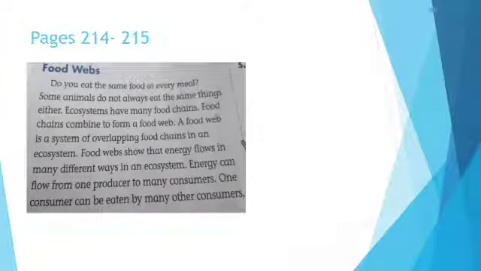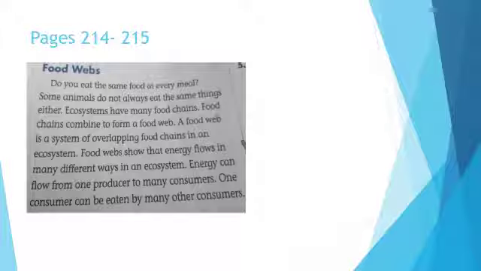Open your books at pages 214 to 215. What is the heading? Food webs. Very good. Let us read together the text in front of us. Do you eat the same food at every meal? Some animals do not always eat the same things either. Ecosystems have many food chains. Food chains combine to form a food web. A food web is a system of overlapping food chains in an ecosystem.